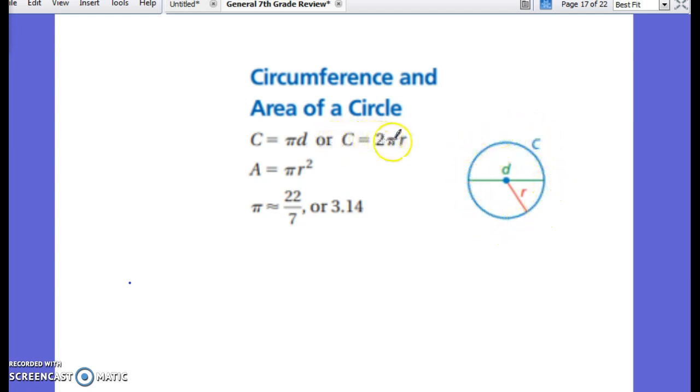You could also do 2 times pi times r, so circumference equals 2 times pi times r. So that's 2 times 3.14 times the radius to get the distance around the circle. You can choose which formula you want to use. For the area of a circle, remember that's the inside part of the circle. That's going to be found using the formula pi times the radius squared, or pi r squared. So all you have to do is find what this half line is, the radius, square it, which means multiply it by itself, and then multiply times pi, which is 3.14 or 22/7.